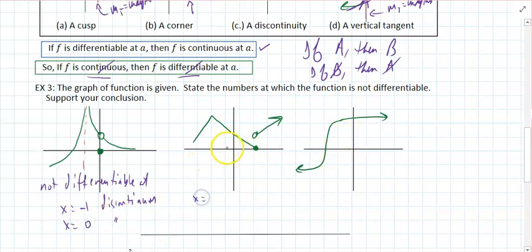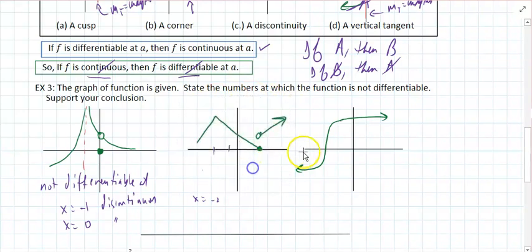Here, x equal -2, let me fix that. X equal -2. And why is that? Because it's a corner. And x equal, oh boy, everything now is screwed. There. X equal 1 because it's not continuous.